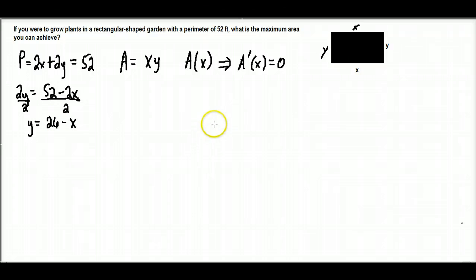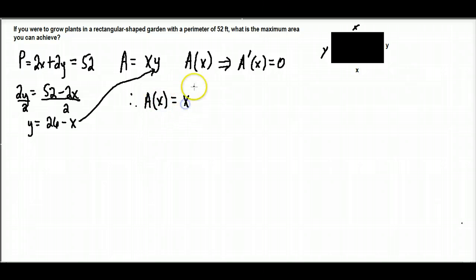Okay? And so now we're going to use that and plug it into our equation for area. So therefore, we see that A written in terms of x will be x times 26 minus x. And if we multiply that out, we see we get 26x minus x squared.